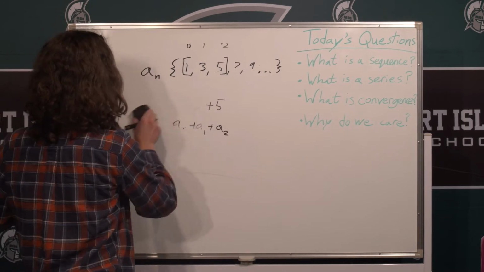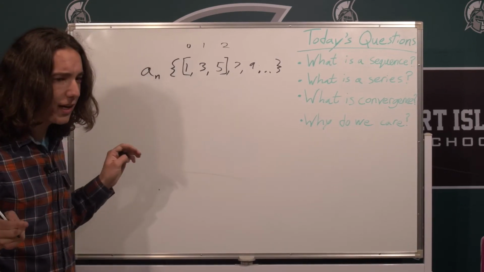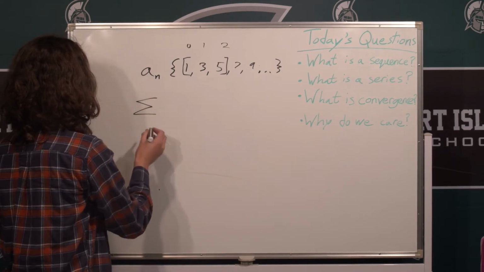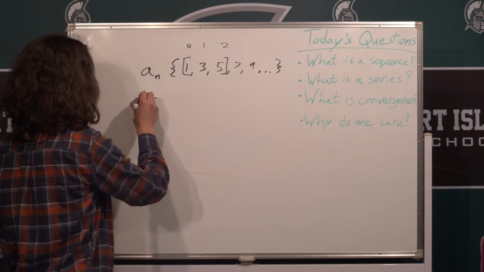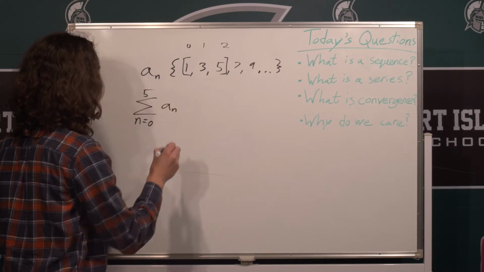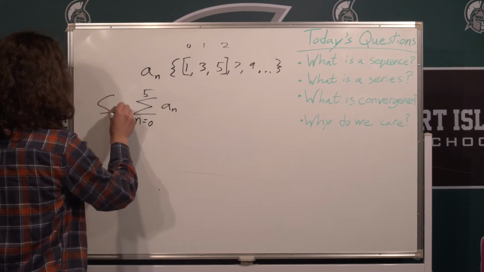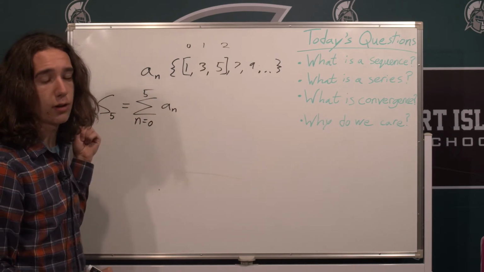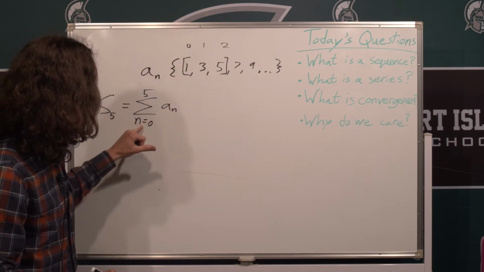We're going to say, what if we add up the first 5 terms? We can use this summation notation to say from n equals 0 to n equals 5, add up a sub n, which is the same as saying s sub 5. You've seen the summation notation before. This just means you count up through this list, adding up each one.